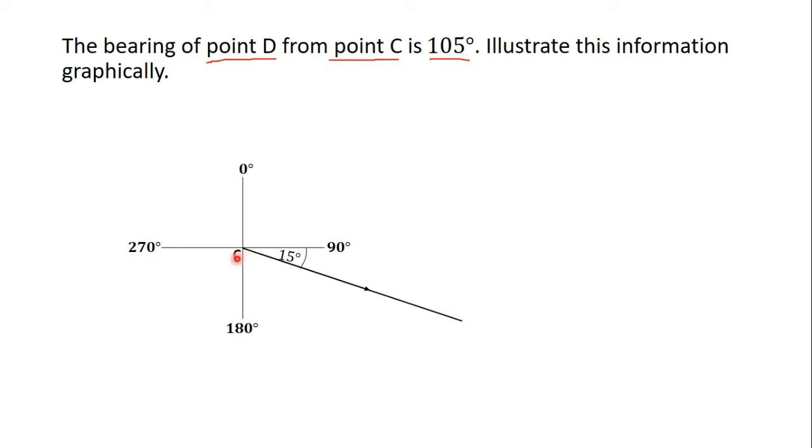So we have indicated our starting point. We have been able to draw our bearing. The ending point is point D. So you indicate it on the diagram as point D. So this is how to represent the bearing of one point from another on a diagram.